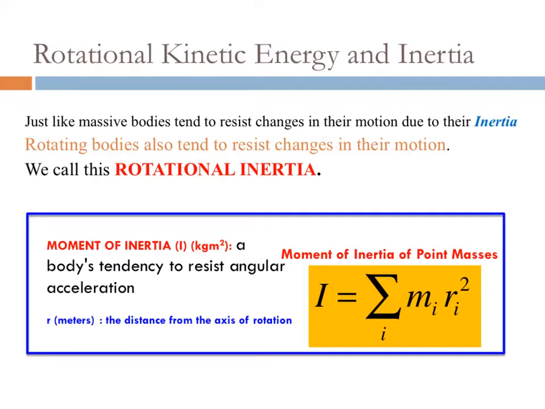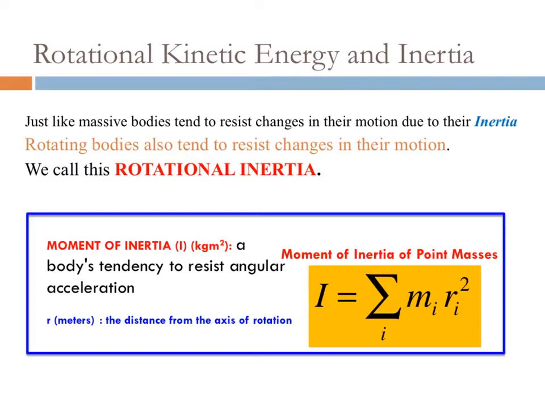This video covers moment of inertia. Now, we've talked about inertia before. It comes from an object having mass. So the greater the mass, the greater its resistance to changes in motion, or inertia. Well, rotating bodies also have a tendency to resist changes in their motion, and this is called rotational inertia.